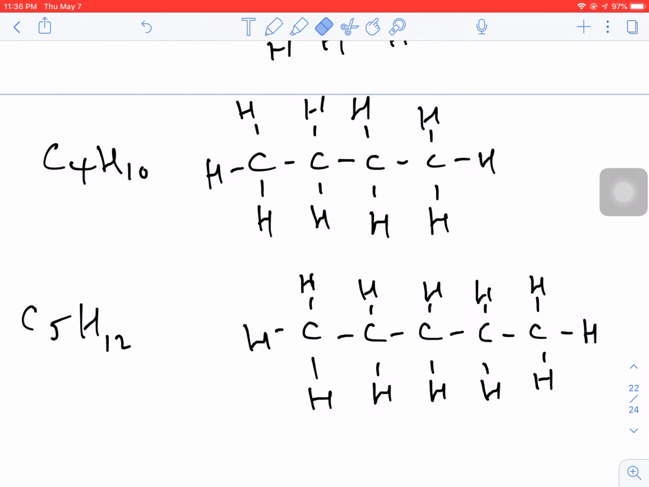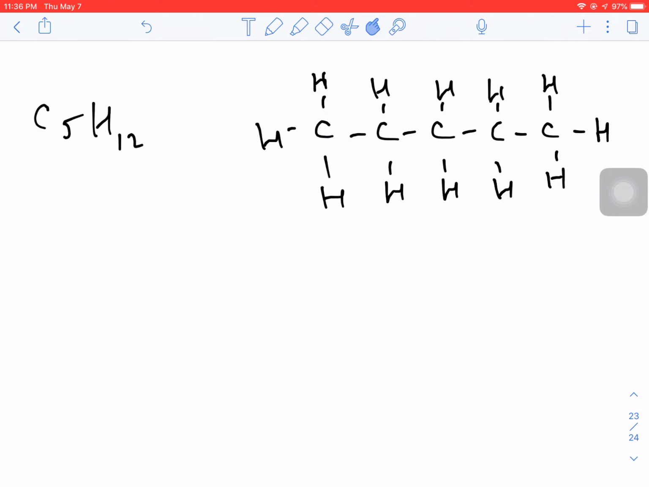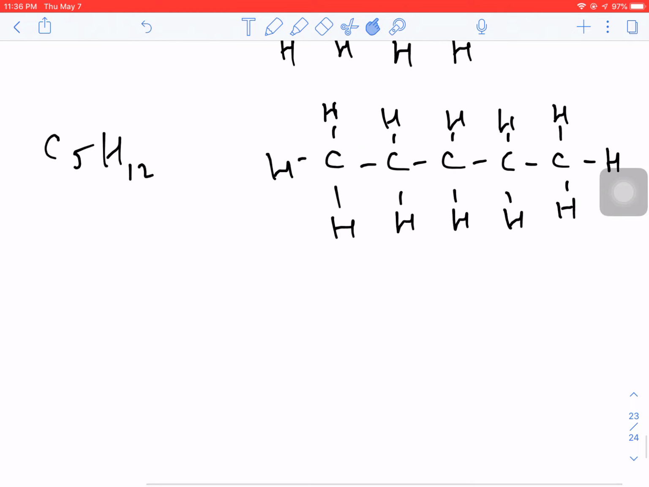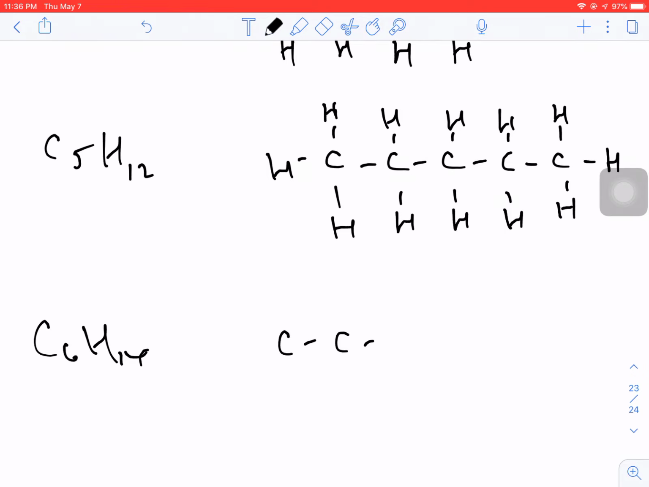Okay, so that's pentane. I can just keep going now, and the next one is hexane. It's C6H14. Again, you just need to remember hexane means 6 carbons, right? And single bonds only. 1, 2, 3, 4, 5, 6, and you put all your hydrogens in, all the way along here, and you end up with this molecule hexane.